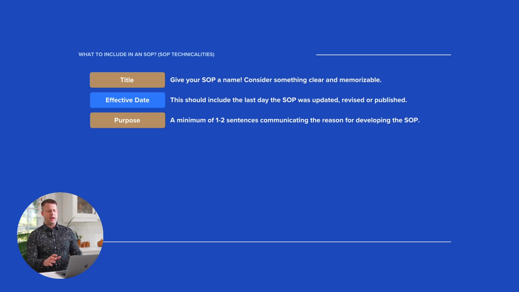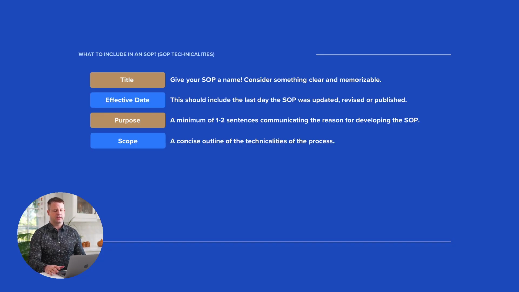Purpose. So again, this is kind of where we started. It's a minimum of 1 to 2 sentences communicating the reason for developing an SOP, and just making it really clear is the key there. Scope: a concise outline of the technicalities of the process. So purpose is more high level. Scope is communicating whether this is a physical process, whether this is online.